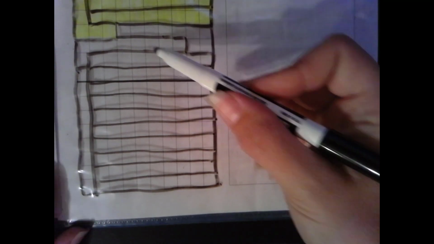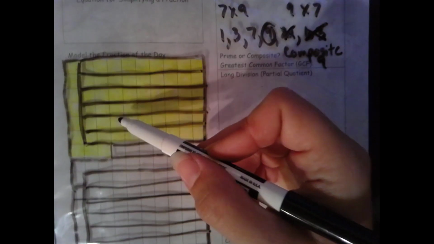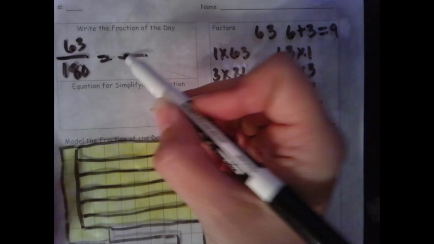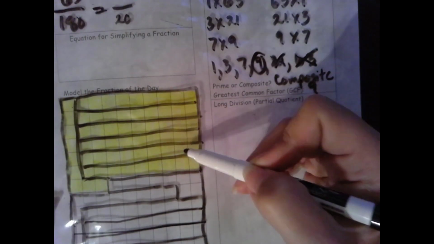Let's count up our total groups of 9. 1, 2, 3, 4, 5, 6, 7, 8, 9, 10, 11, 12, 13, 14, 15, 16, 17, 18, 19, 20 total groups. And I have 1, 2, 3, 4, 5, 6, 7 shaded in.